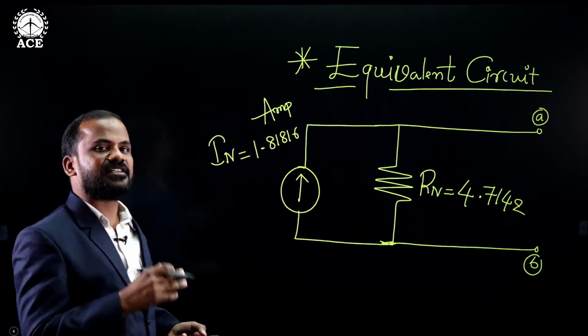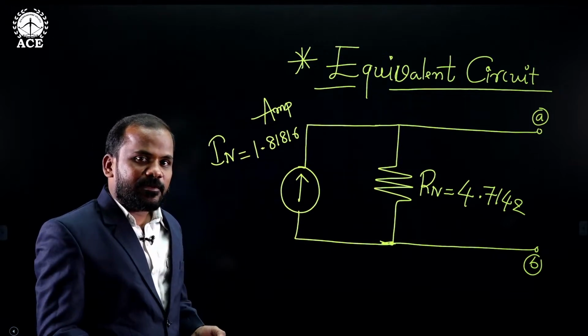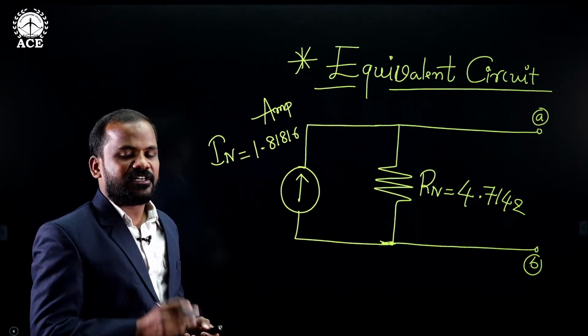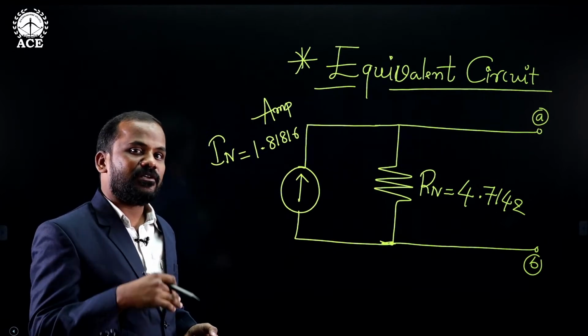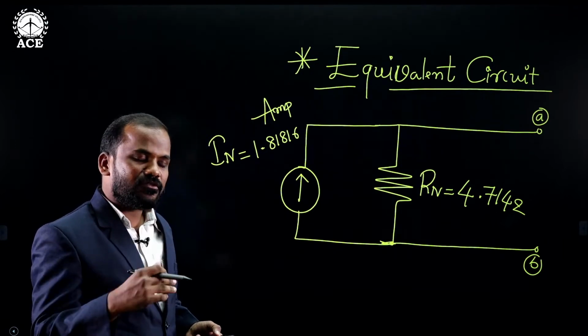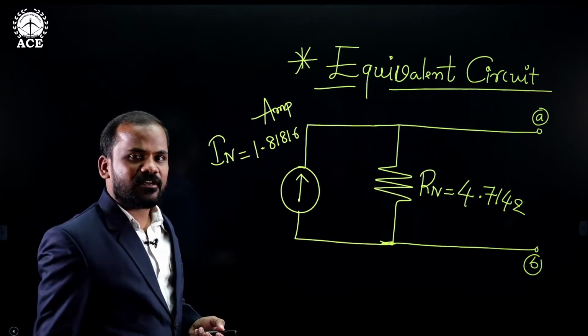Now what is the final task actually? The power dissipated by the 5 ohm resistance, that is the load resistance. And if you want to find the power dissipated by the load resistance, first you need to find the current flowing through that particular resistance.